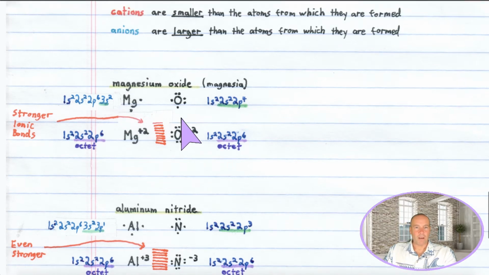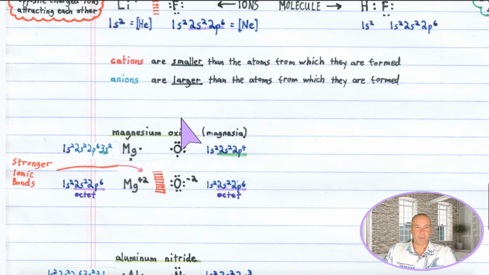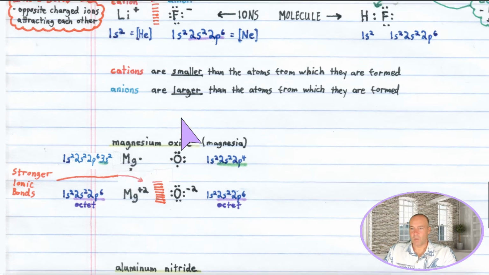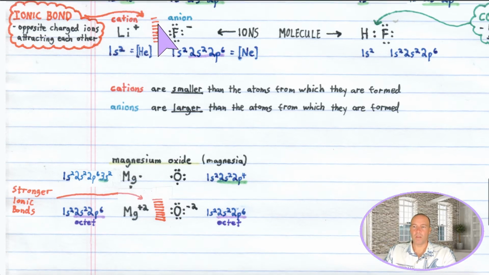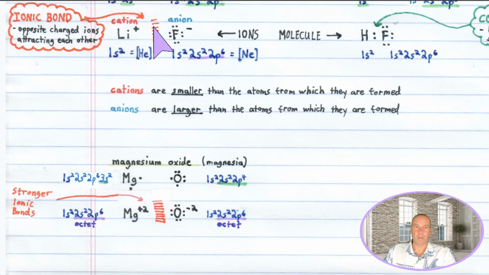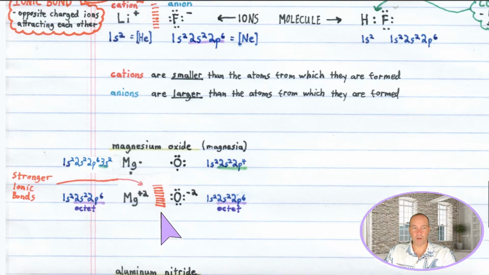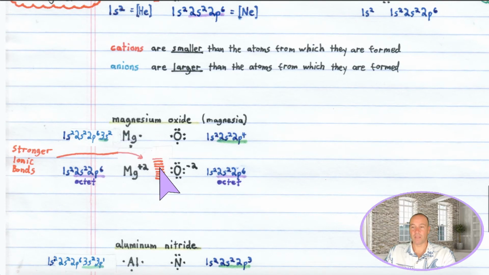I wanted to point out that this time we are dealing with a +2 charge ion and a -2 charge ion. So that's a stronger attraction, stronger ionic bonds between these ions than between a +1 charge and a -1 charge. So the larger the magnitude of the charge, the stronger the ionic bonds.